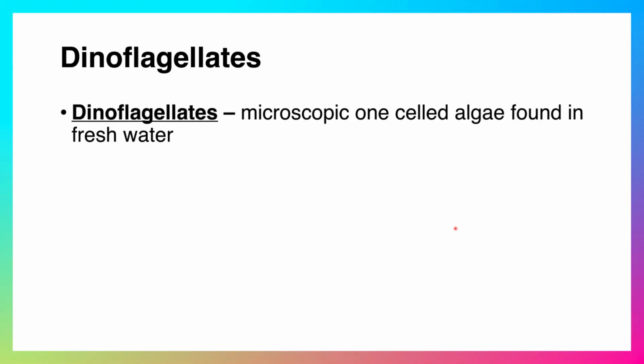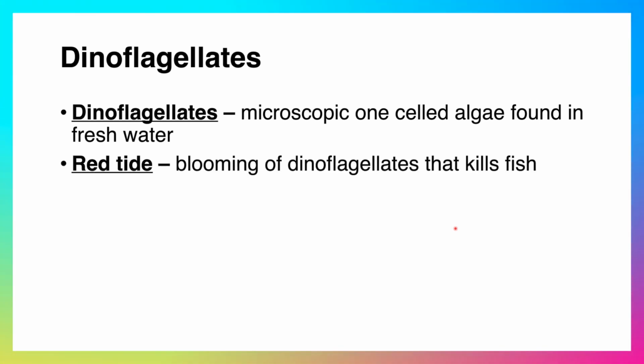Dinoflagellates are microscopic one-cell algae that are found in fresh water. They are famous for one thing, the red tide. The red tide happens when the dinoflagellates bloom and they release a substance that kills fish. Now, this substance is not toxic to humans, but it is very toxic to fish. And when you see the red tide, you can see literally thousands of fish float to the surface of the water.